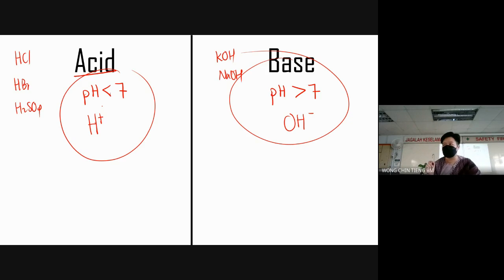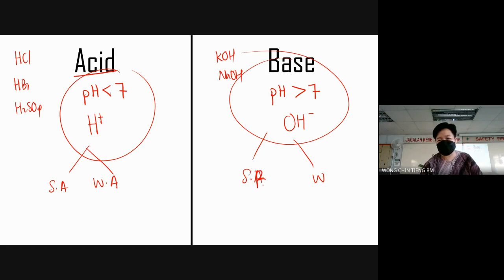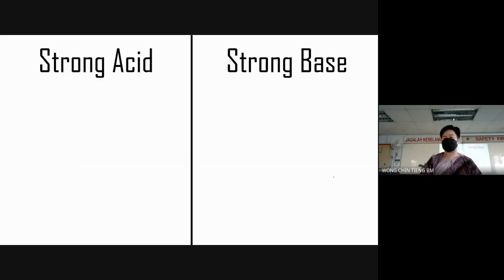And because of this basic thing, you will then split into your strong acid and your weak acid. Same goes to your strong base and also your weak base. Betul? And next question. What makes it strong acid and strong base?